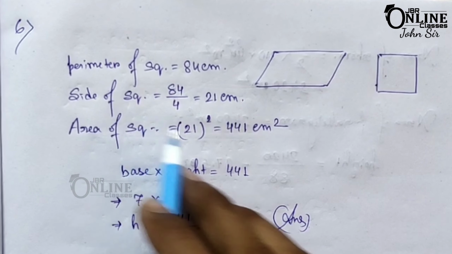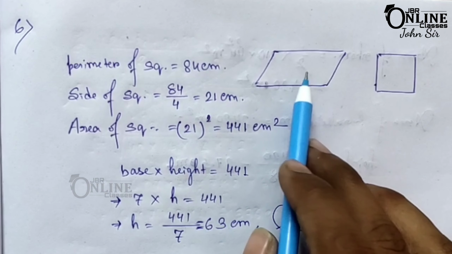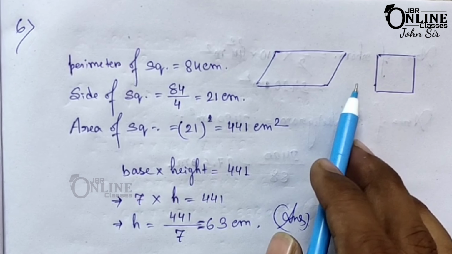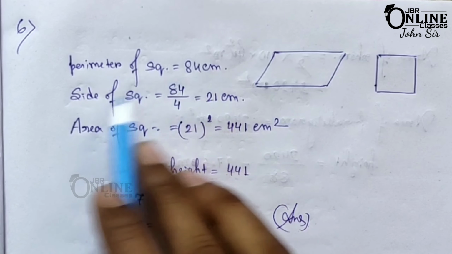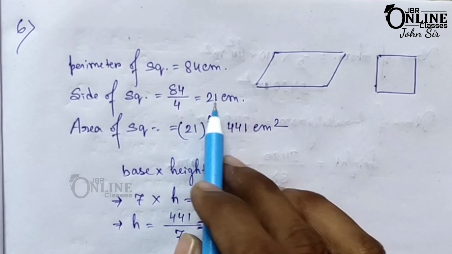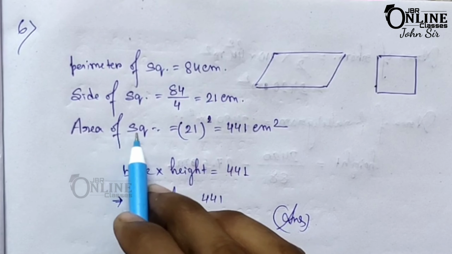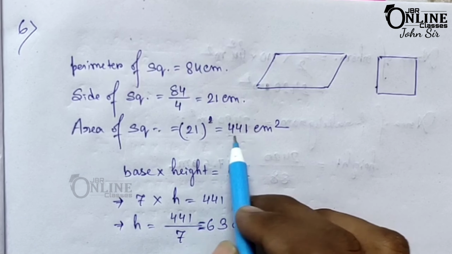Now sum number 6. The area of a parallelogram and a square are the same. These two areas will be the same. The perimeter of the square is 84. So the side of the square is 84 by 4, and you will get 21 centimeter. So the area of the square will be 21 squared, or side into side, that becomes 441.